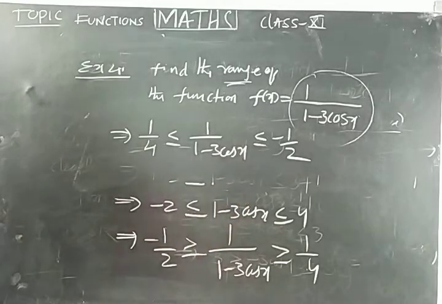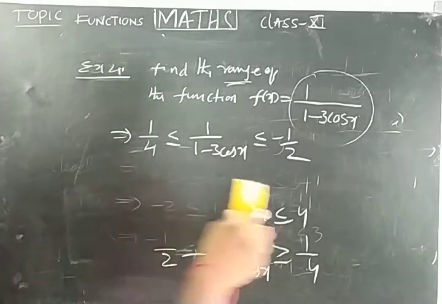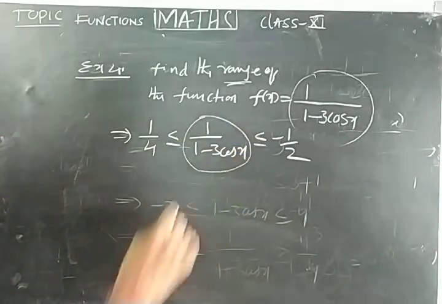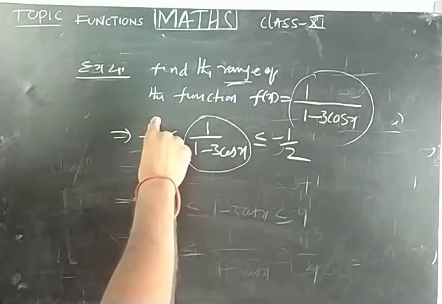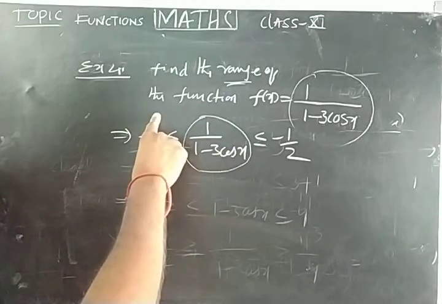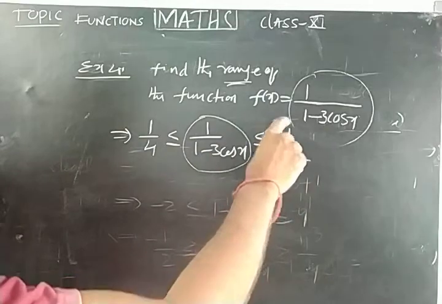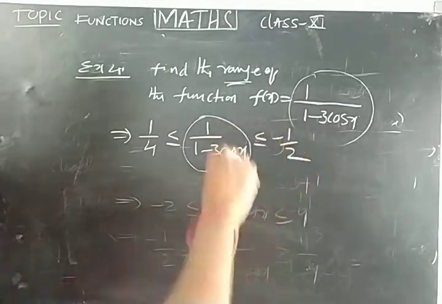Now see here, is this possible? This function, see the expression, this function should be greater than 1 by 4. 1 by 4 is positive. Should be greater than this positive quantity and this is negative. This value less than negative. Is it possible?